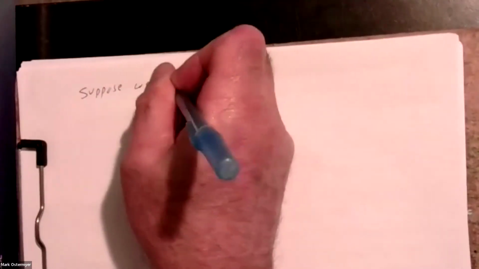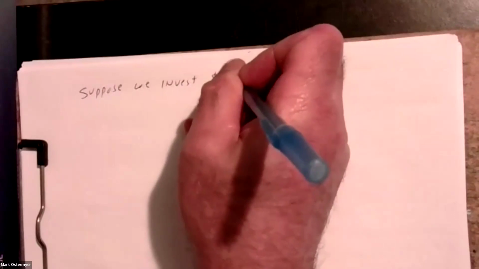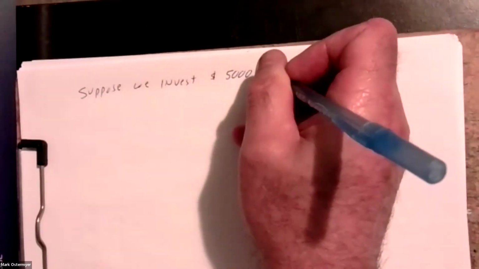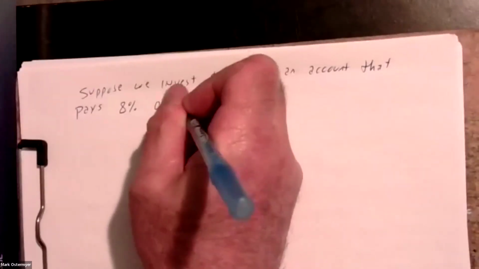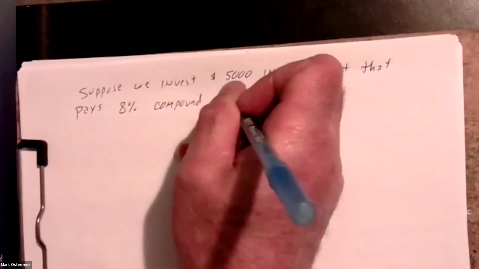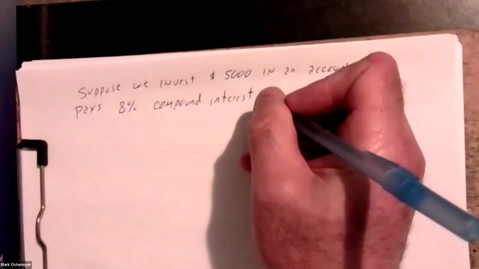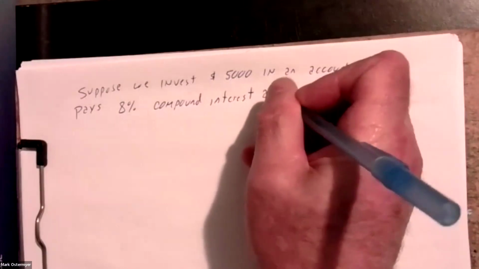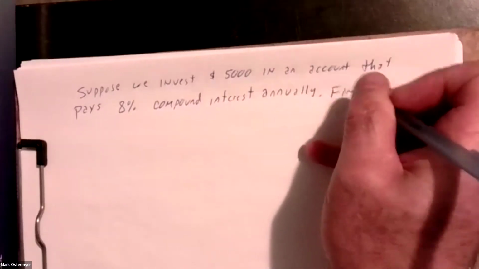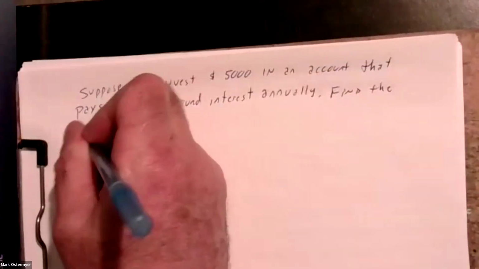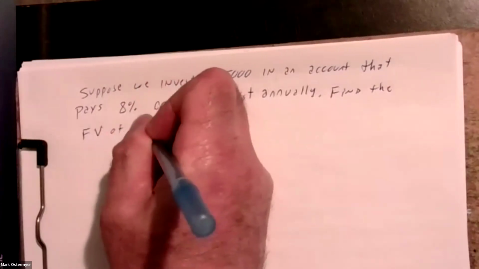Suppose we invest $5,000 in an account that pays 8% compound interest annually. Find the future value of this account.